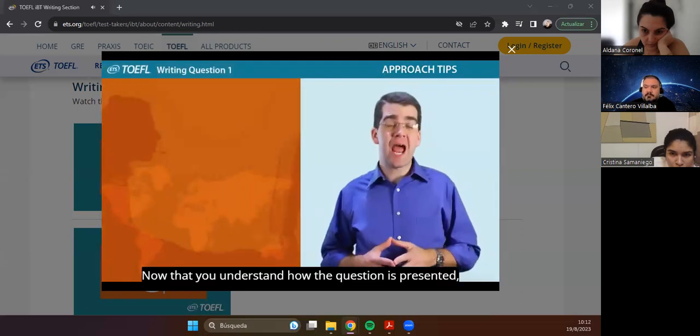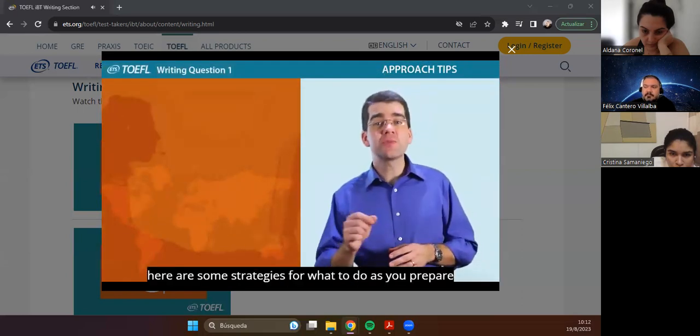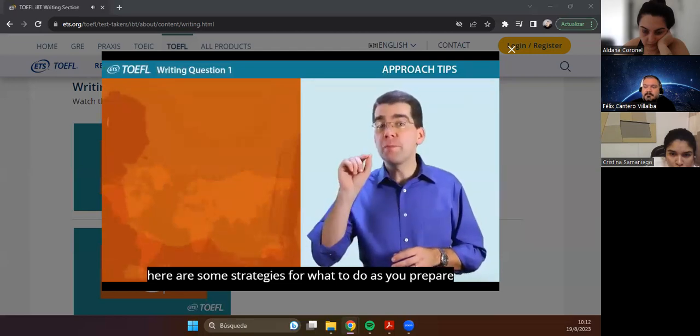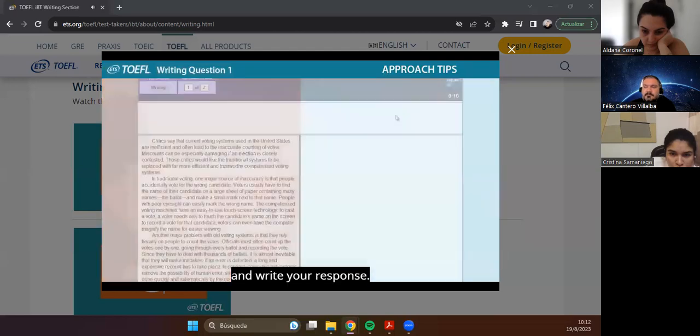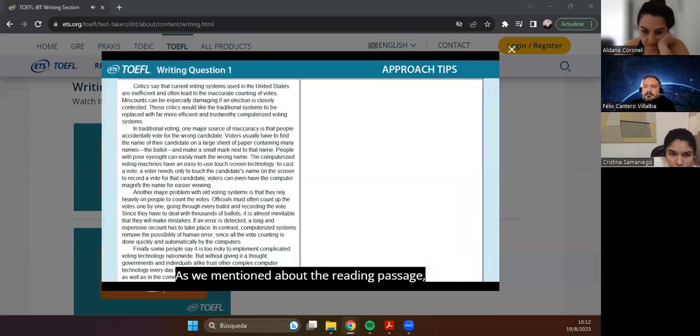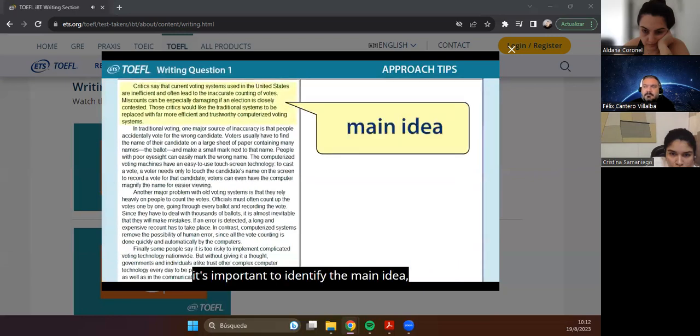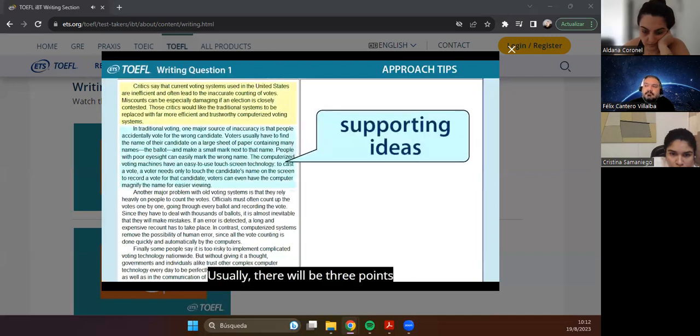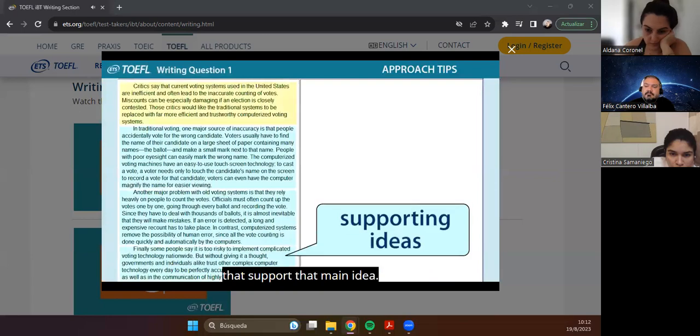Now that you understand how the question is presented, here are some strategies for what to do as you prepare and write your response. As we mentioned about the reading passage, it's important to identify the main idea, which is usually in the first paragraph, and see how it's developed. Usually there will be 3 points that support that main idea.